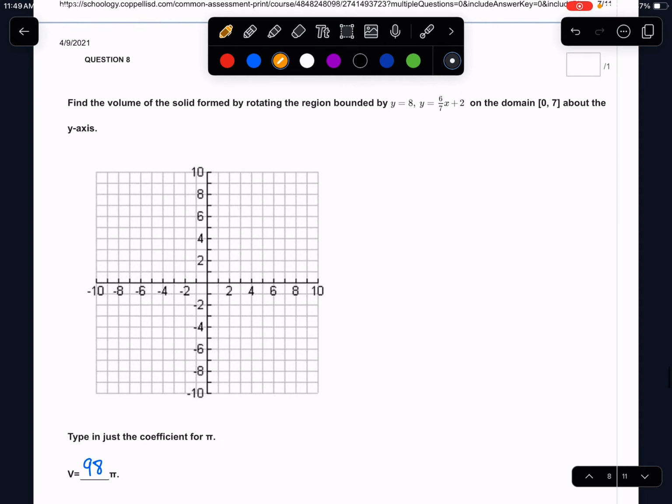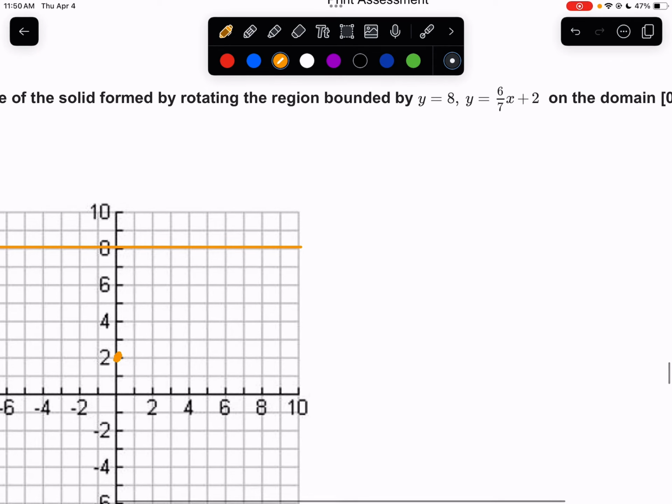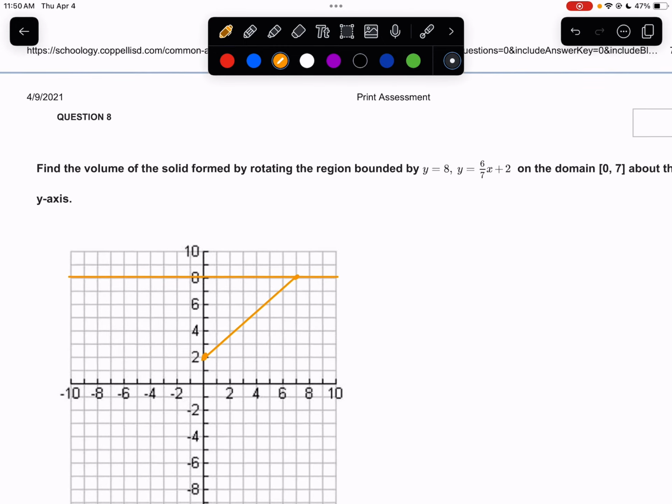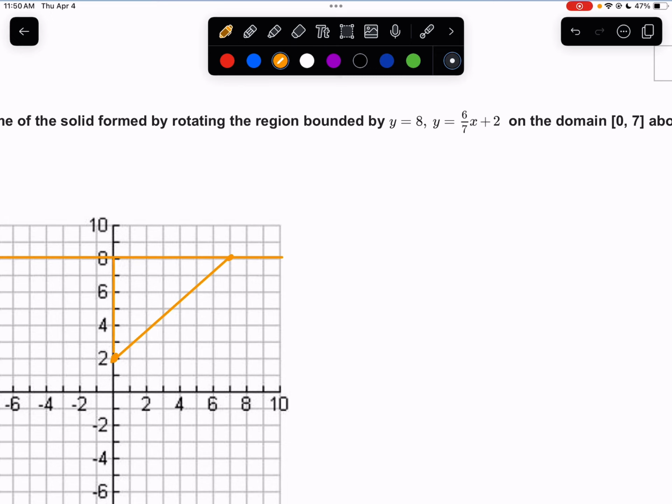What is the volume of the solid formed by rotating the region bound by y equals 8, horizontal, and y equals 6/7 x plus 2? So if I start at plus 2, I'm going to go up 6 and over 7. That's going to land me here. Maybe I just need to draw that much. We'll see. I'm just going to draw that much. And it's on the domain from 0 to 7. Well, that works out nicely. So here's x equals 0, and we've already stopped at 7. I'm going to delete that. We are just caring about this triangle.